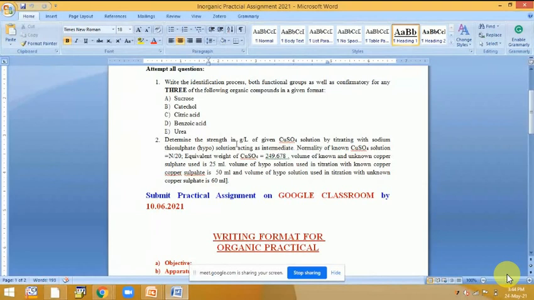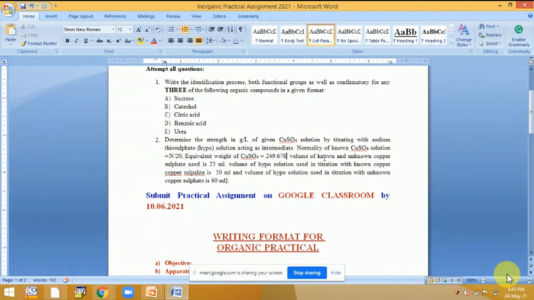Determine the strength in gram per liter of given copper sulfate solution by titrating it with sodium thiosulfate, that is your hypo solution, acting as intermediate. Now the data is given as normality of known copper sulfate is N by 20, that is your N1 is N by 20. Equivalent weight of copper sulfate is 249.678, which I already discussed. At the end, you have to multiply this equivalent weight with the N3 value, sorry.